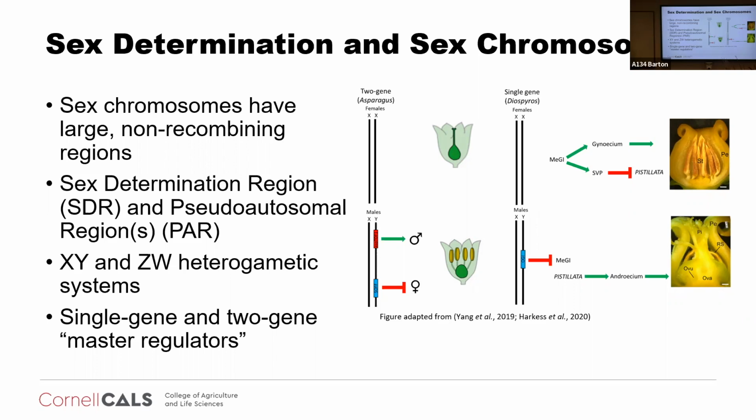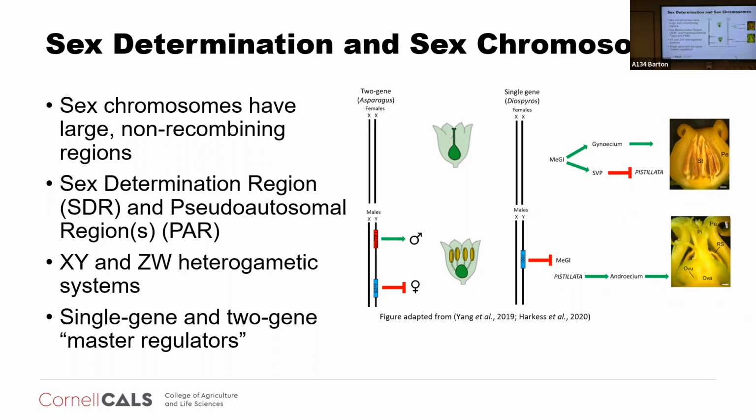Then when we think about how sex is controlled as far as genes and mechanistically, there are two leading models, the single gene and the two gene model. This basically means that only one or two genes are both necessary and sufficient to switch sex from one to the other. I have pictured here a couple of examples of these single gene and two gene systems.